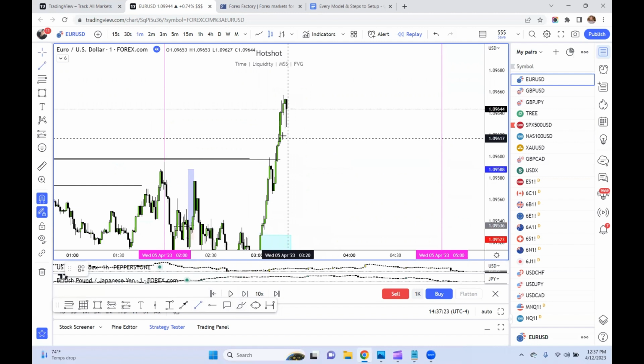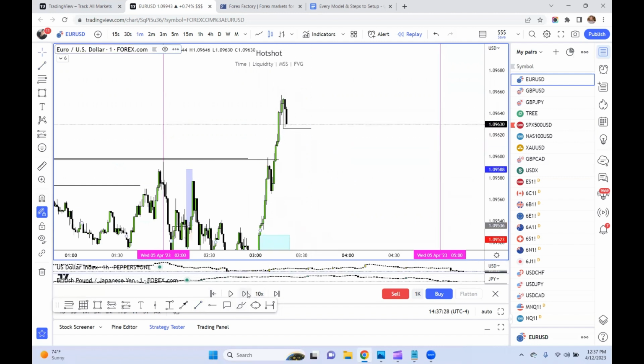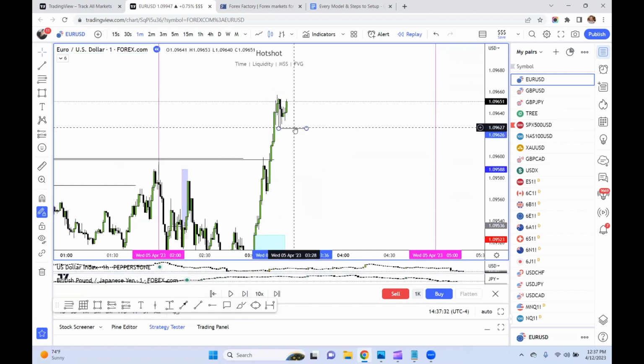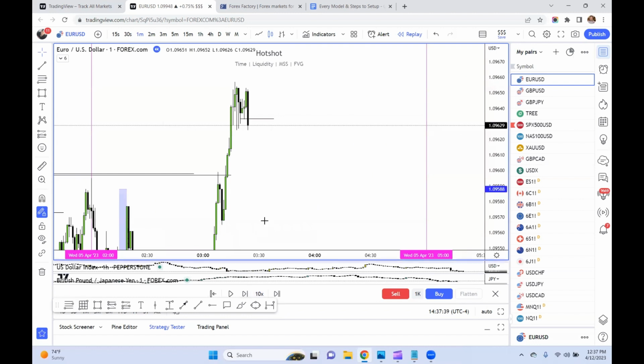Just created a new market structure shift point right here. So if this gets broken to the downside, I'm going to look for a nice sell. There's a new market structure shift point here. Boom. That's a market structure shift. Nice displacing candle.